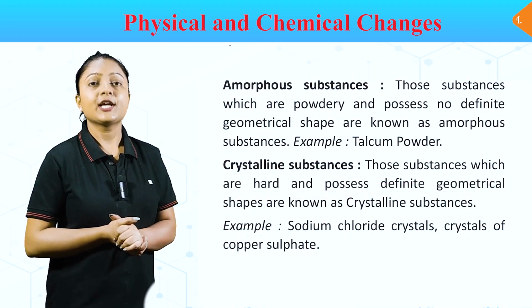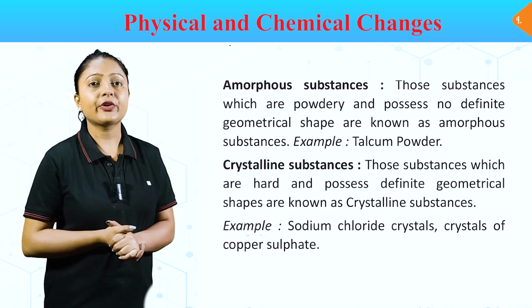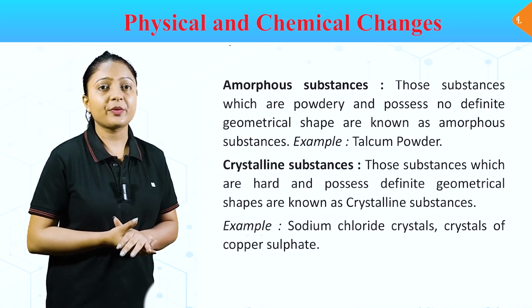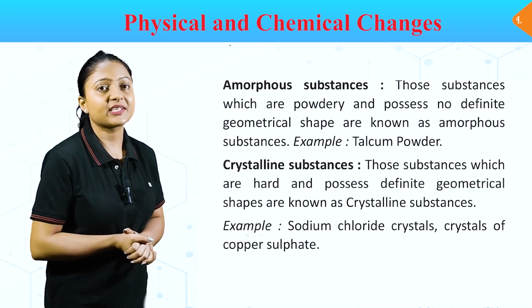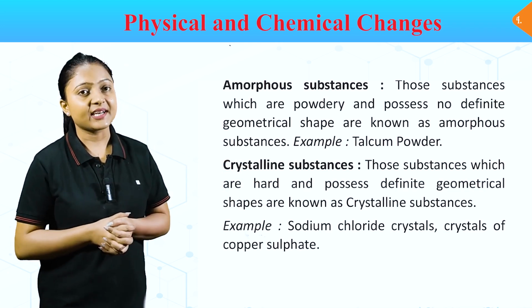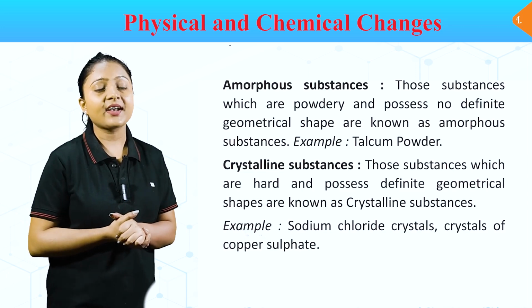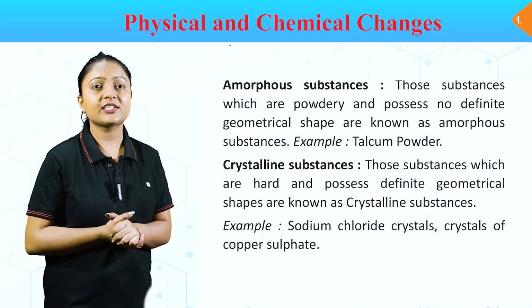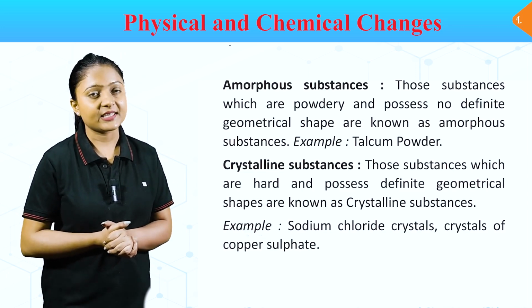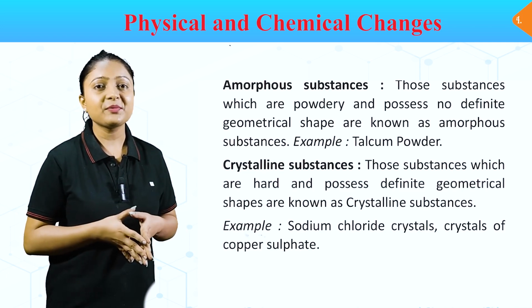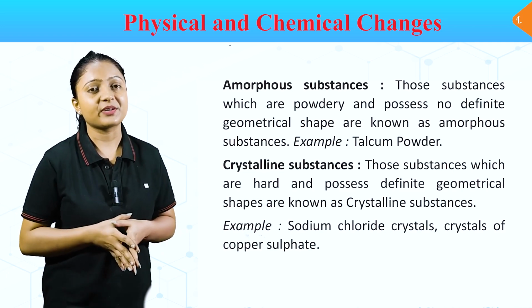Amorphous substances. Those substances which are powdery and possess no definite geometrical shape are known as amorphous substances. Example, talcum powder. Crystalline substances. Those substances which are hard and possess definite geometrical shapes are known as crystalline substances. Example, sodium chloride crystals, crystals of copper sulfate.